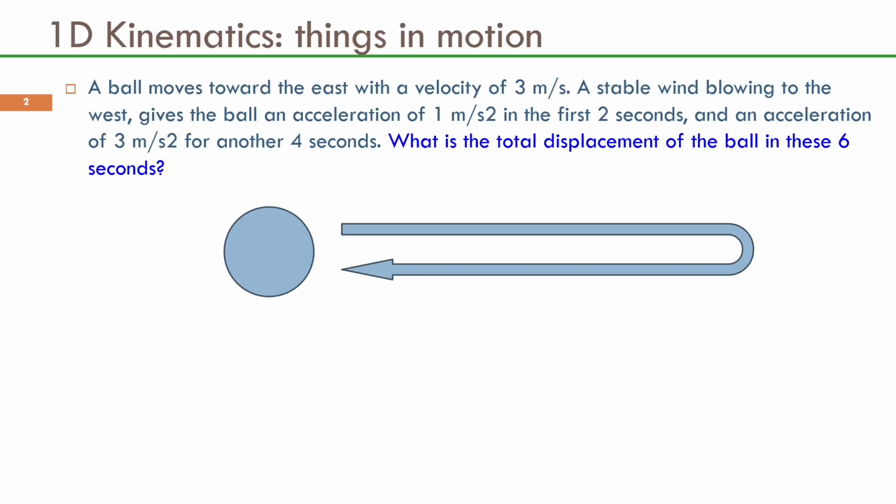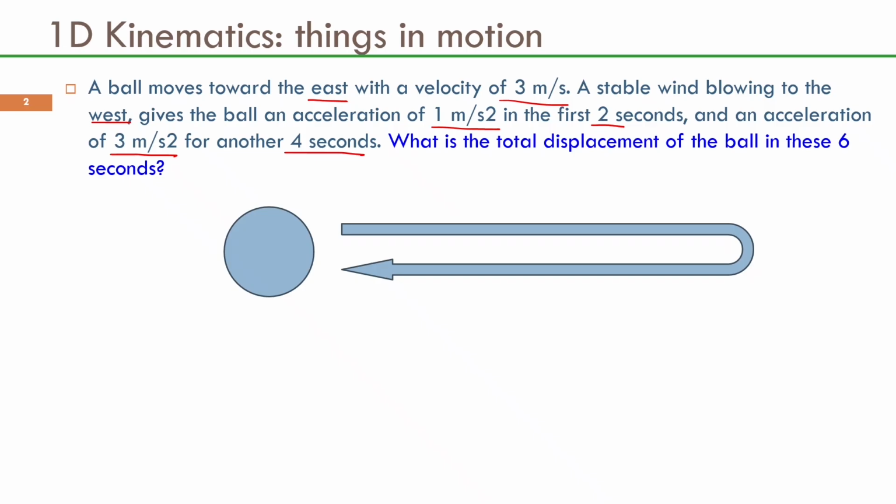So the question says, a ball moved towards the east with a velocity of 3 meters per second. A stable wind blowing to the west gave the ball an acceleration of 1 meter per second squared in the first 2 seconds and an acceleration of 3 meters per second squared for another 4 seconds. The first part of the question asks, what is the total displacement of the ball in these 6 seconds?